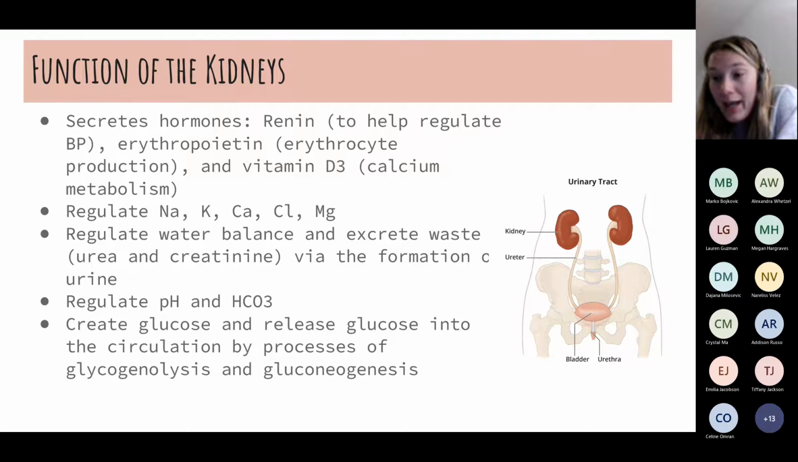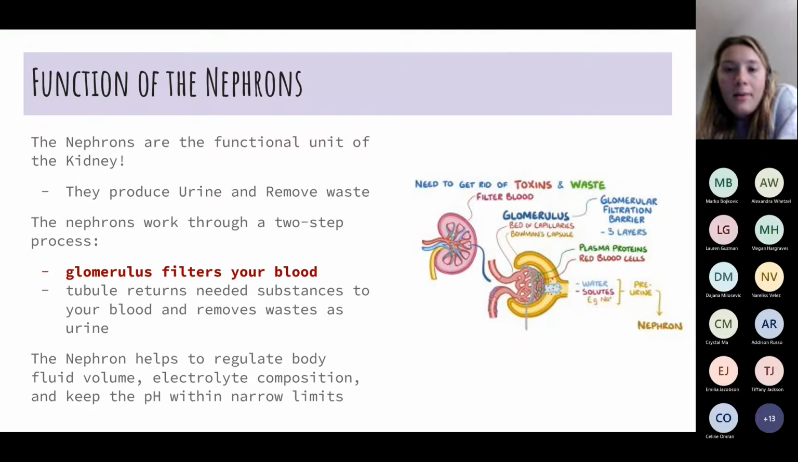Kidneys also help regulate our pH. If you ever see metabolic acidosis or alkalosis, the kidneys are involved. It also helps release glucose. Very cool. When we talk about our nephrons, this is the actual functional unit of the kidneys. So the kidneys are kind of that big, I always call it like a little heart. We've got your little kidneys and then the tubes going down, but our nephrons are actually what's doing all the work. So they help us to produce urine and remove waste.